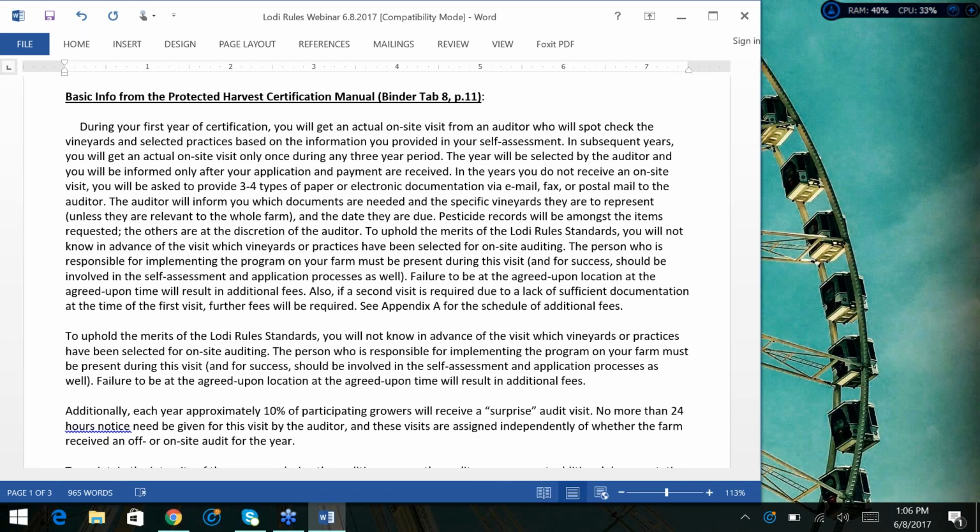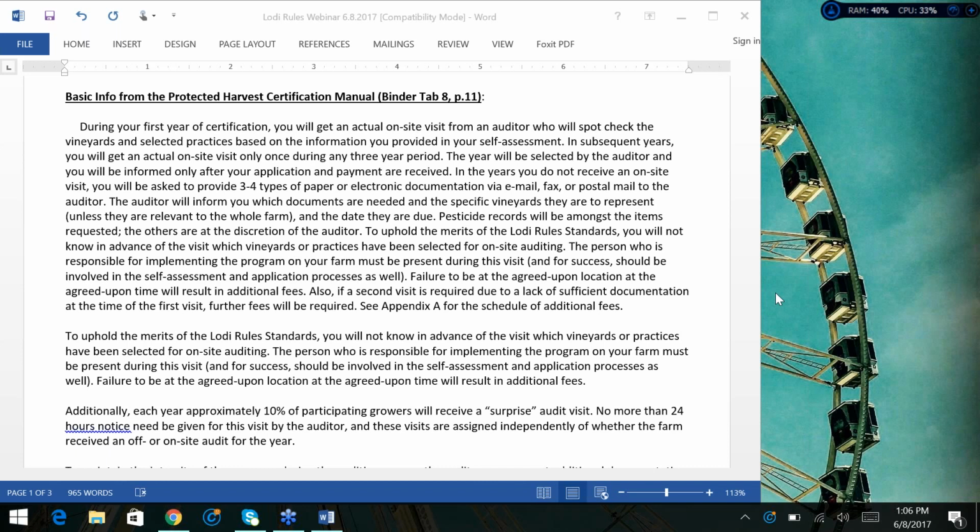Good afternoon, ladies and gentlemen. I'm going to read through some basic information about your audit. During the first year of certification, you'll get an actual on-site visit from an auditor. I do want to interject here that while I'm one of the primary contacts, please don't hesitate to contact Jeff Fleek, who is also an independent auditor contracted with me, and also fully independent for third-party audits. So please don't hesitate to contact Jeff. You'll receive a visit from one of us.